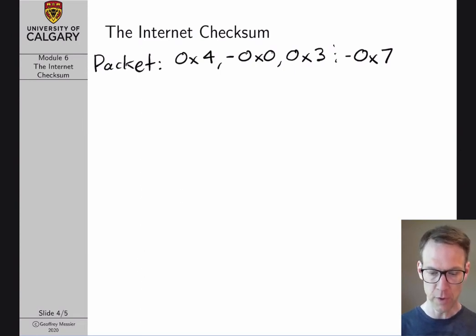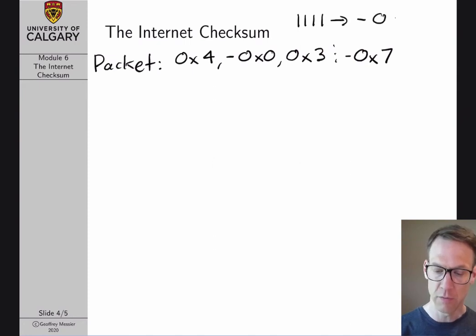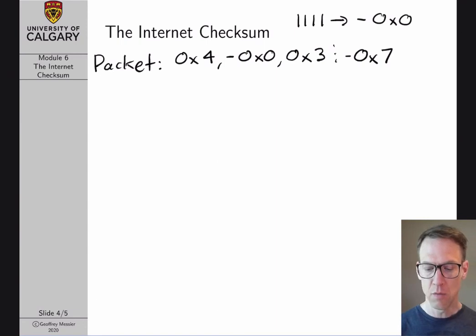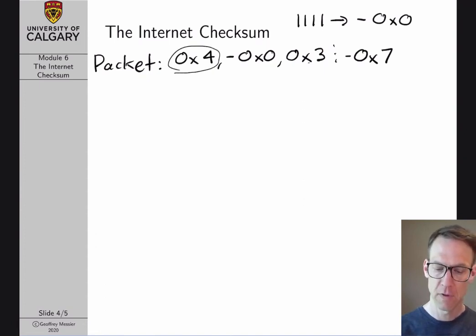The first nibble is 4. The second nibble I've been representing as F, but of course we can also represent that as negative 0, right? Because 1, 1, 1, 1 is basically equivalent to the negative representation of 0. We have positive 3, and then our checksum is negative 7. So I'm going to consider an example where we have an error in the first nibble and an error in the third nibble.